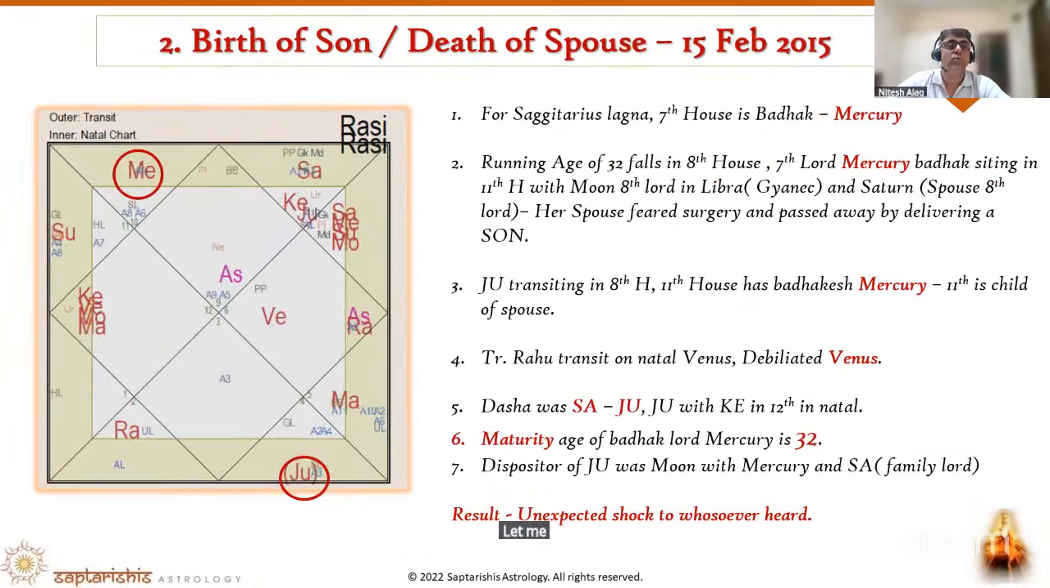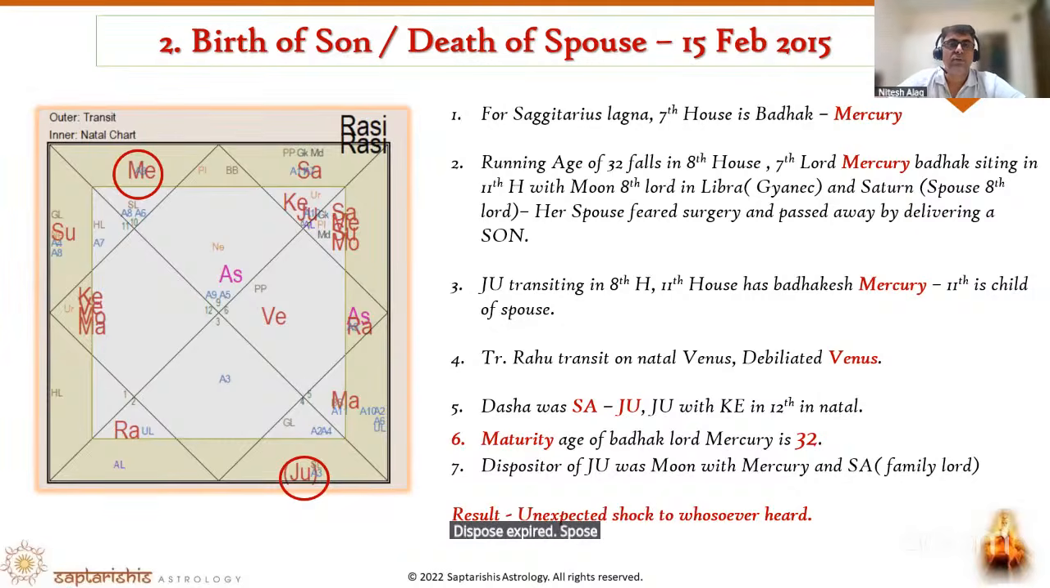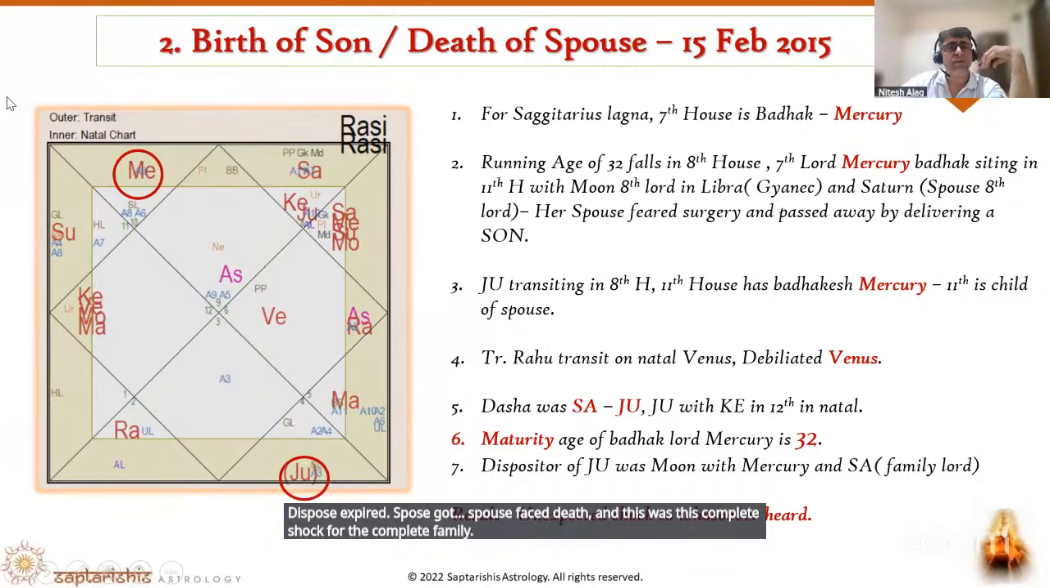Let me go to the second one. This is very interesting. This is one of my close relatives, and I got this chart. It happened on the day the baby was to be delivered; the same day the spouse expired. The spouse faced death, and this was a complete shock for the whole family. This is one of my distant cousins.